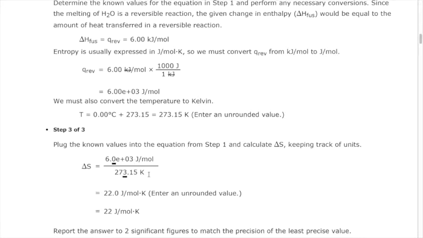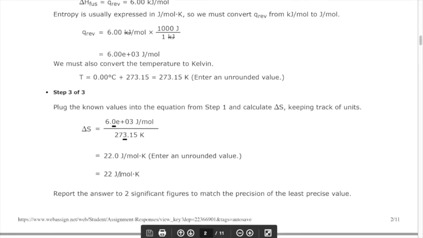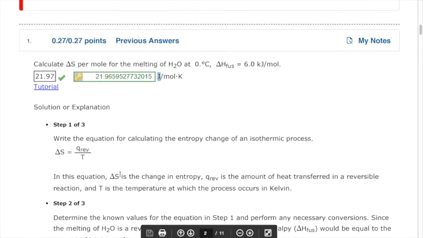This is 273.15 Kelvin, which is the same as 0 Celsius. And that gives us our answer. They're giving us 2 sig figs here. It's reported with the decimals here. So we're just using this equation, and we had to recognize that Q in this case was delta H. Yep, and that's all. Just know that equation.